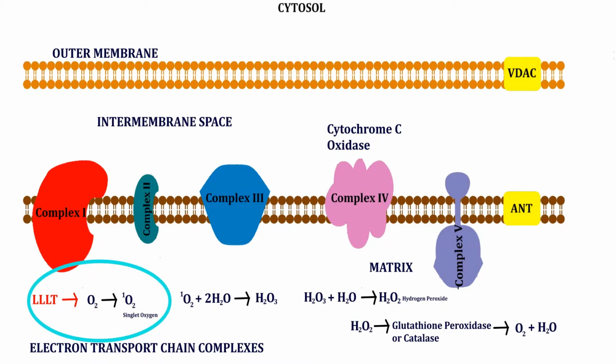LLLT will excite oxygen to form singlet oxygen. Singlet oxygen plus water forms trioxidane, which combines with water to form hydrogen peroxide. This increases the amount of hydrogen peroxide available for phagocytic killing of pathogens.